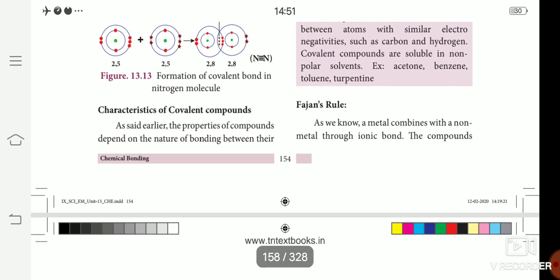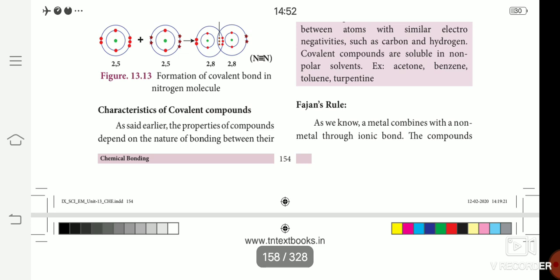The next one is the characteristics of covalent bond. These characteristics are: physical state, electrical conductivity, melting point, solubility, hardness and brittleness, and reactions. The first one is the physical state, meaning gaseous state, liquid state and solid state.